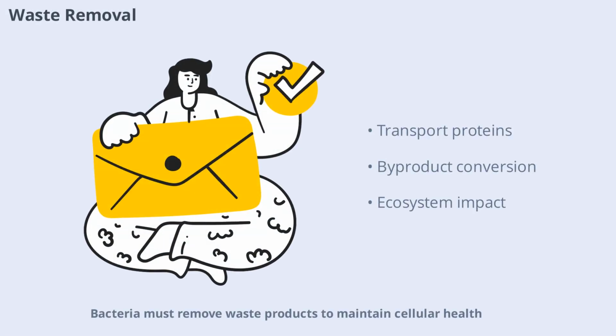Bacteria must remove waste products to maintain cellular health. They use transport proteins and membrane channels to expel toxic substances. Some bacteria can convert waste into useful byproducts such as gases or acids. Efficient waste removal is crucial for survival, especially in environments with limited resources. This process also impacts the surrounding ecosystem, as bacterial waste can influence nutrient cycles.